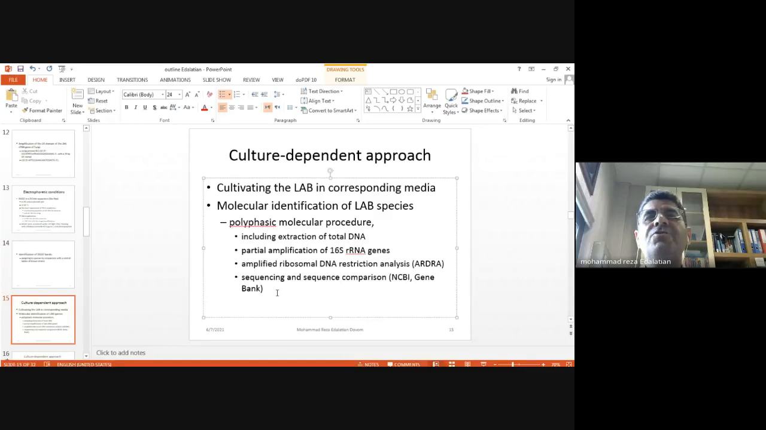And finally, we should compare our sequencing results with the sequences deposited in databases like NCBI or GenBank.